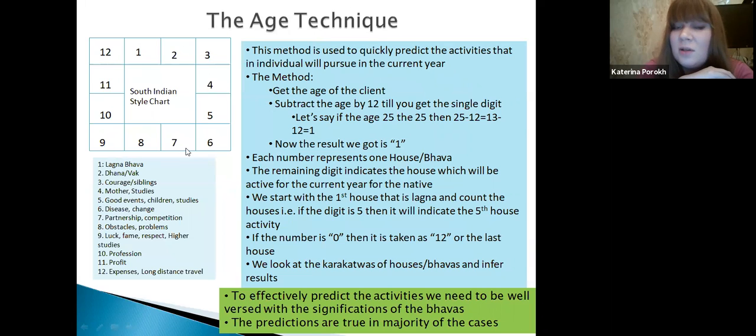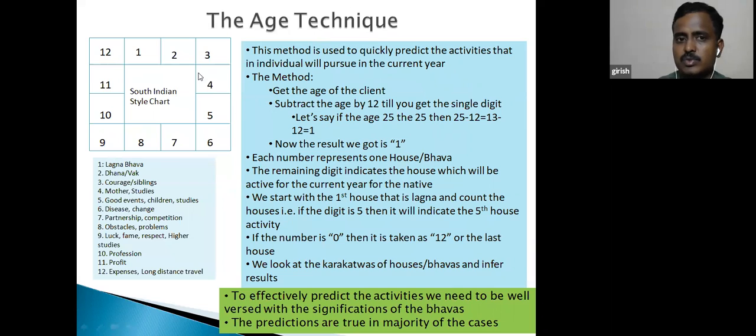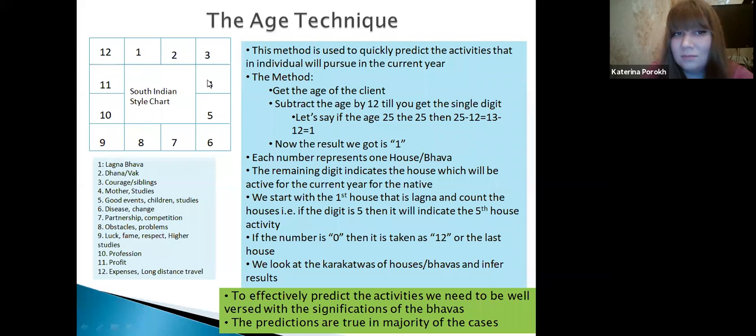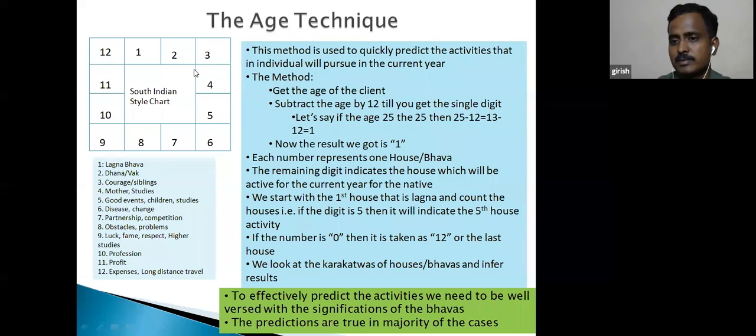You mean single number, but by 12, right? From 1 to 12. Yeah, from 1 to 12 you get this. So whatever number you get, whether it is 1 or 2 or 3 or 4, for that particular year, that activity is indicated for that person.